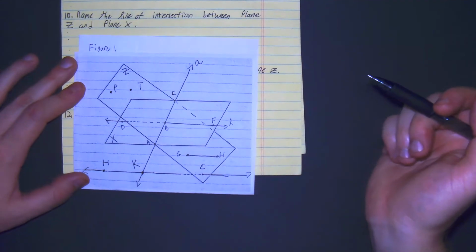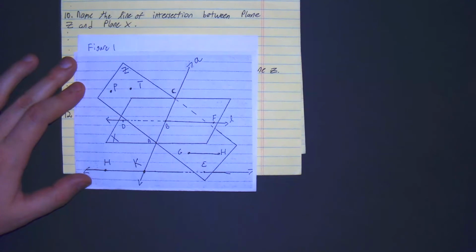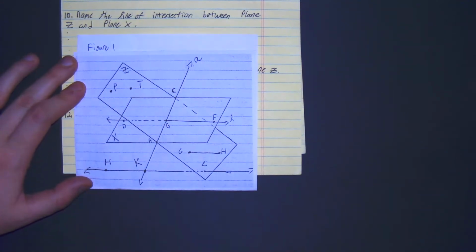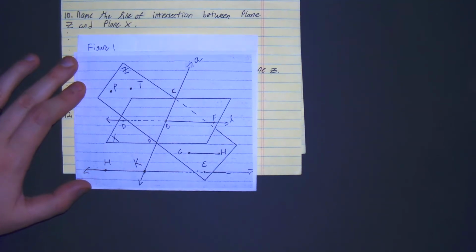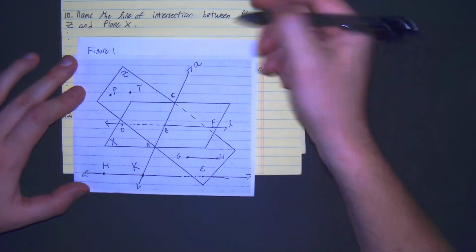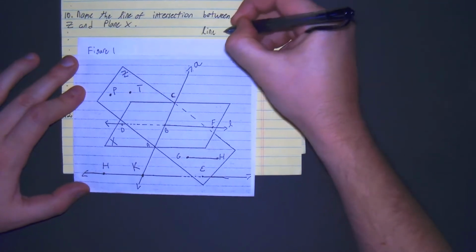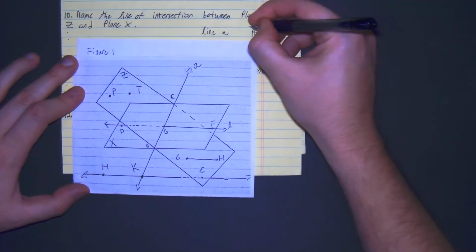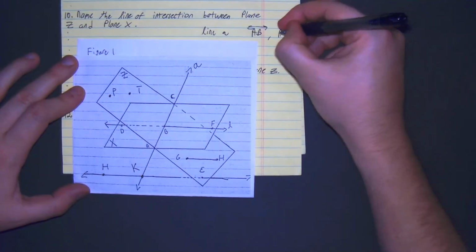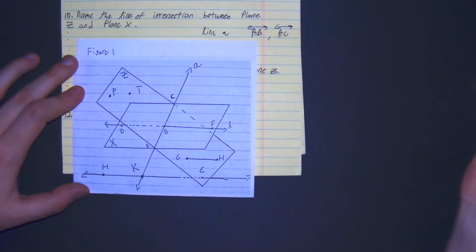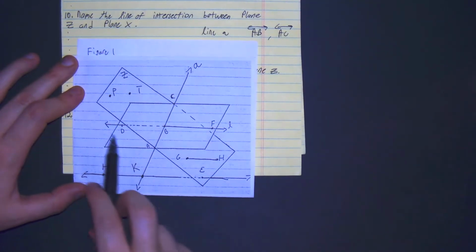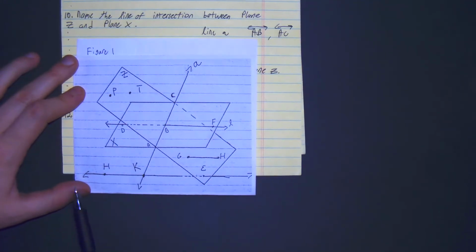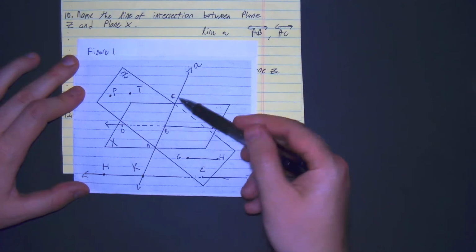Name the line of intersection between plane Z and plane X. Well, you could say a lot of names. You could say line A, or any other type of name. You could say AB. You could say AC. So on and so forth. There's very many different names. But you could not say DB, BF, FD. You can't use those points because that is not the line of intersection between these two.